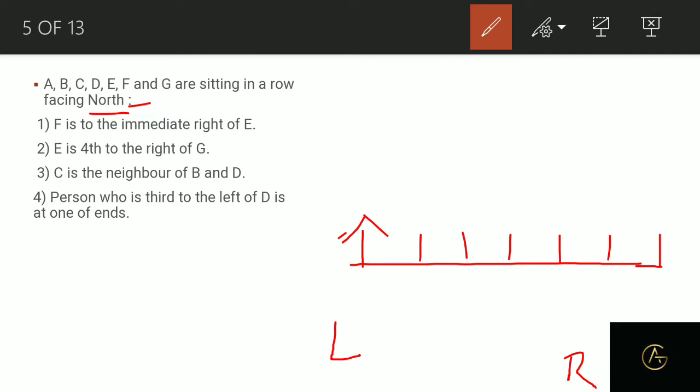So what does the first point say? F is to the immediate right of E. We can't say where E will sit and where F will sit. Let's see the second point. E is 4th to the right of G. No idea where they both will sit. Next, C is the neighbor of B and D. No idea. Fourth says the person who is third to the left of D is at one end. Here we got one clue. One end, right?